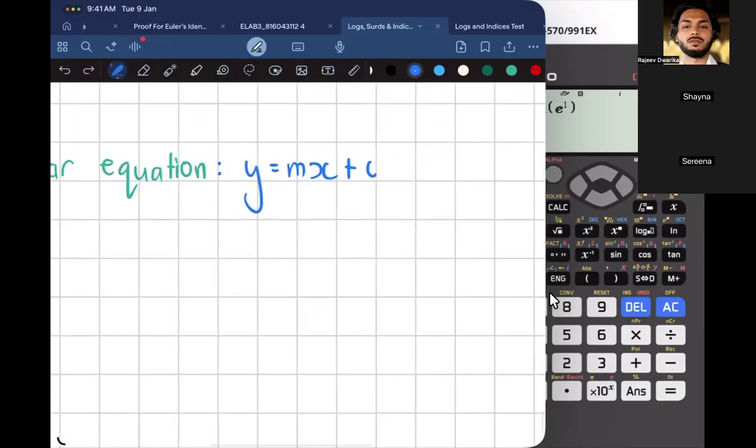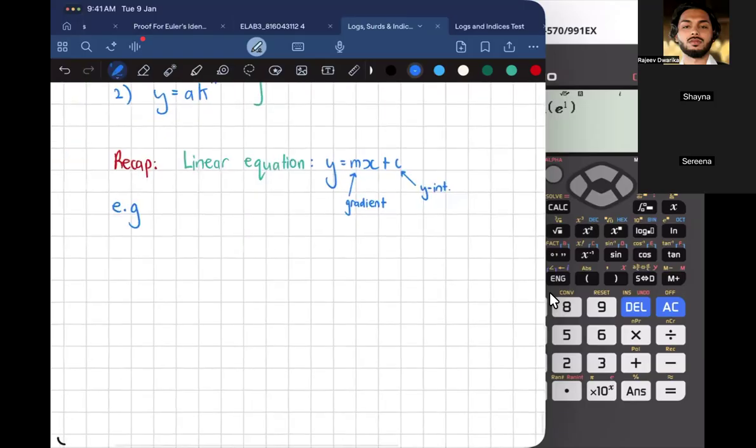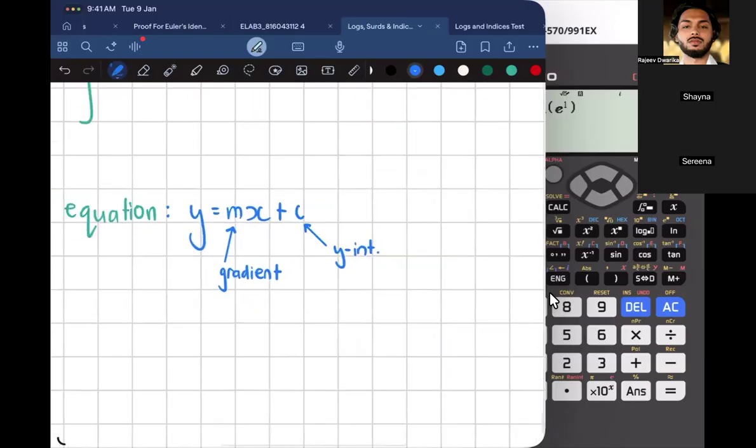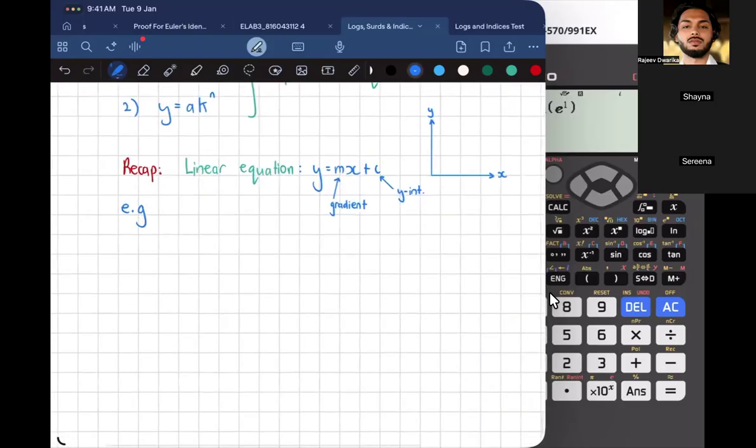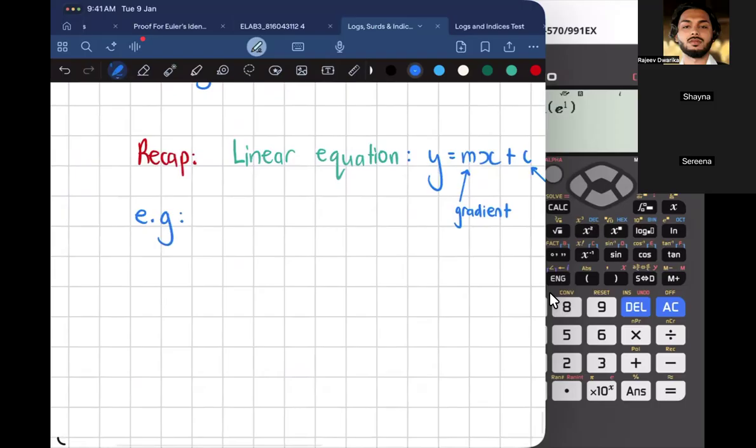Great. Before we continue, do you all know what m is? m stands for the what? The gradient. And c stands for the what? The y-intercept. Lovely. And y would be whatever is on the y-axis, and x would be whatever is on the x-axis. Yeah? Yes, sir. Great.